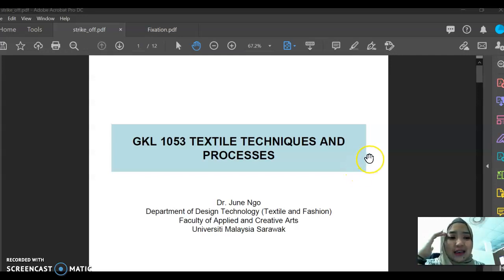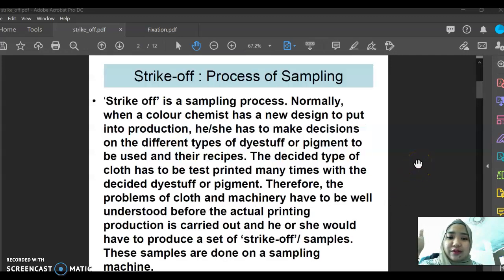So today saya akan bagi lecture on the last topic for GKL1053. Alright, so the last one is called strike off. Okay, strike off is actually a sampling process. It's where the color chemist has a new design to put into production.